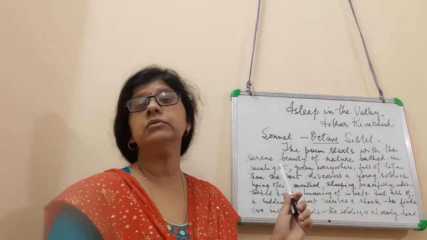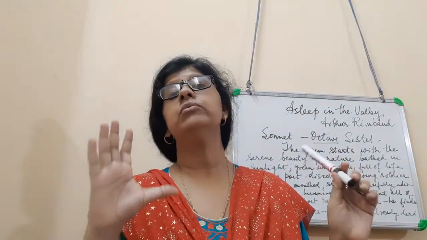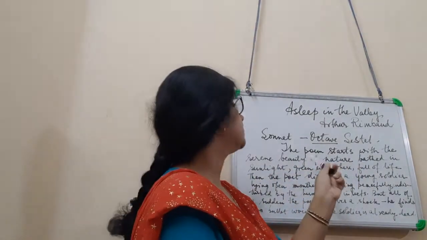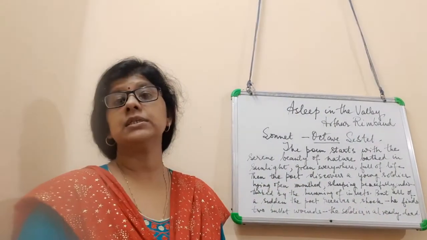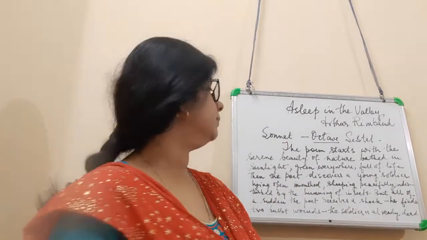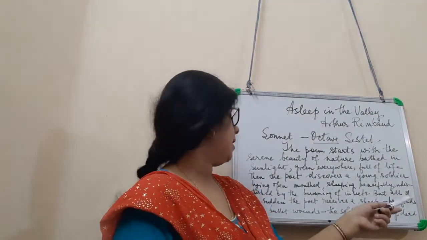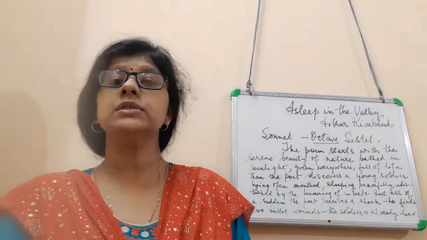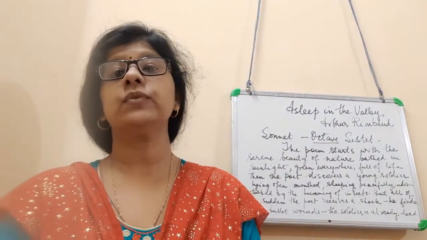Now, you have already written the summary, but still, to remind you in short, I have written about the poem that the poem starts with a serene beauty of nature, bathed in sunlight, green everywhere and full of life. Then the poet discovers a young soldier lying open mouthed, sleeping peacefully, and the hummingbirds don't disturb his sleep, undisturbed by the humming of insects. But all of a sudden, the poet receives a shock. And what is that? He discovers the bullet wounds on the sides of his body. And then he understands that the soldier is dead. Okay. This was the gist of the poem.